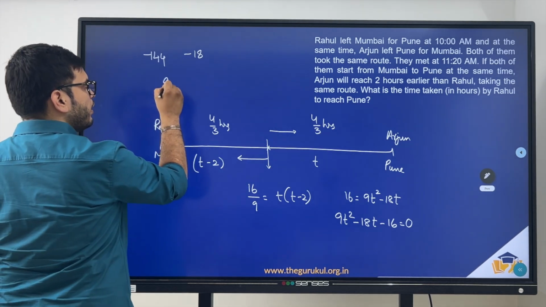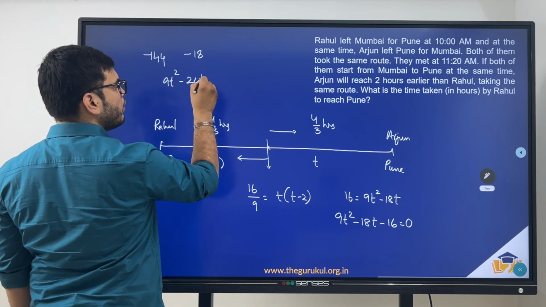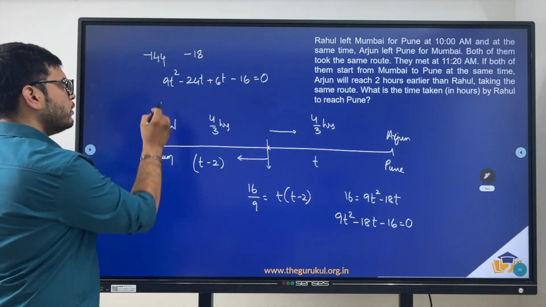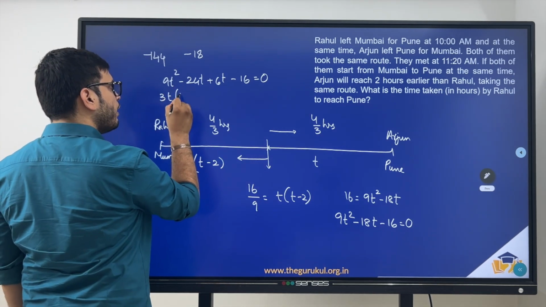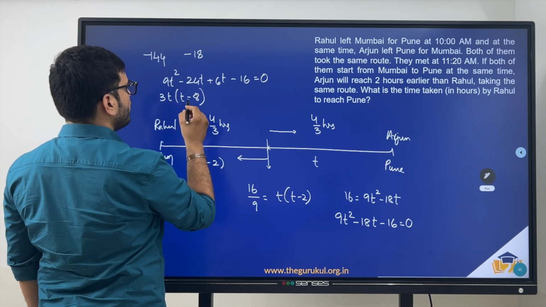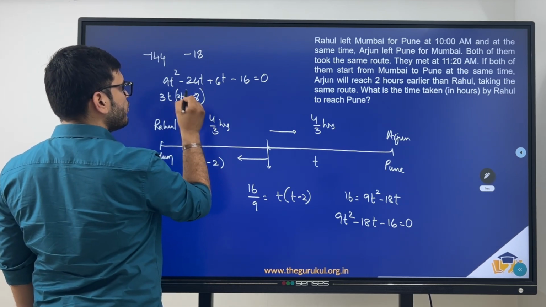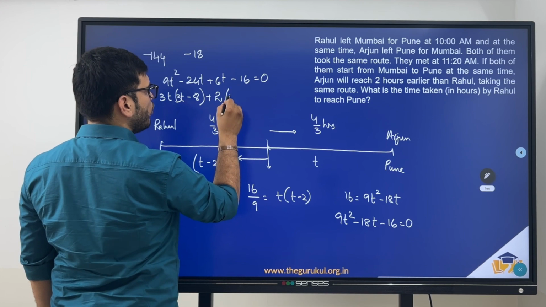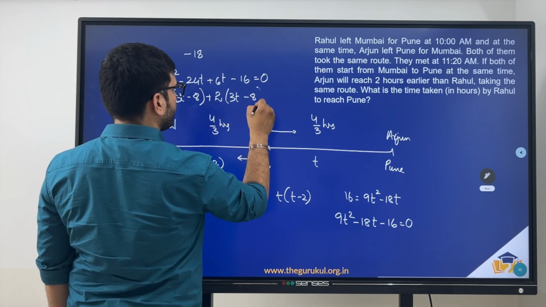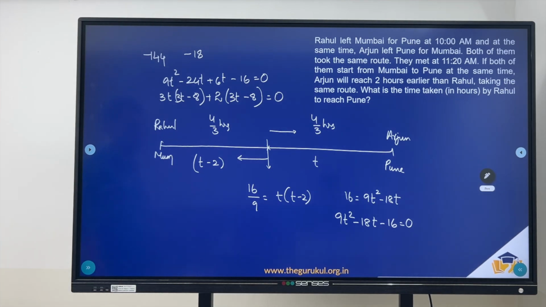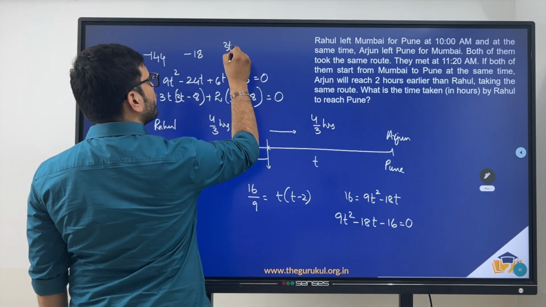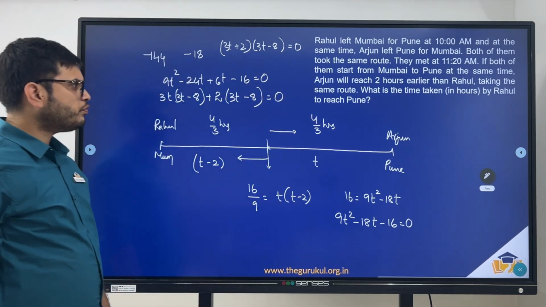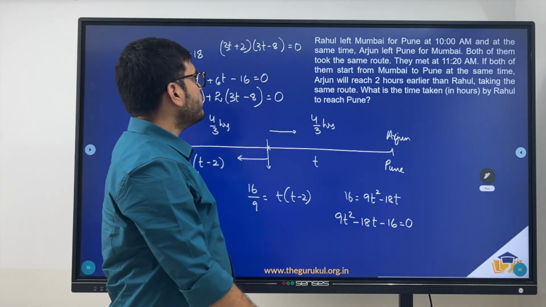So I'll be writing this as 9t square minus 24t plus 6t minus 16 is equal to 0. Now I can take 3t common, you will be having 3t minus 8, plus I can take 2 common, you will be having 3t minus 8. Now this is equal to 0. So (3t plus 2) into (3t minus 8) is equal to 0. So t should be equal to minus 2 by 3 or 8 by 3.